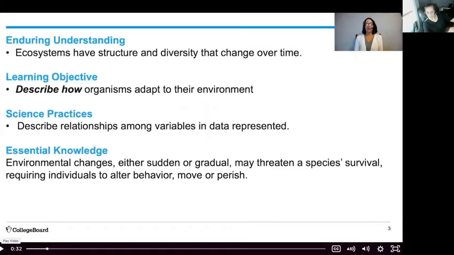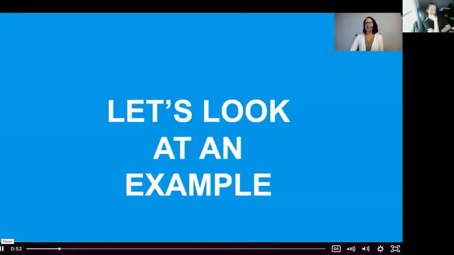The real big takeaway is that environmental changes, either sudden or gradual, can threaten a species' survival, requiring the individuals to alter their behavior, move, or perish. In other words, they have to be able to adapt. So let's take a look at an example.